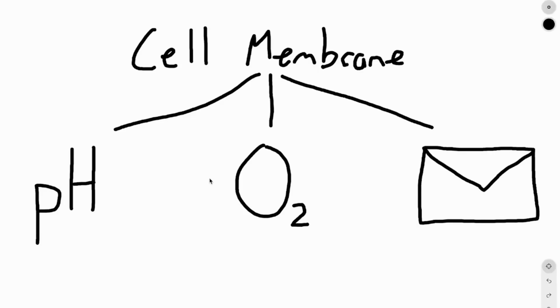The cell membrane takes things in and out of the cell in order to maintain homeostasis. This means keeping the pH and salt levels balanced, bringing in oxygen and taking out CO2, and sending out proteins in order to send messages to other cells. Let's dive into how this all works.